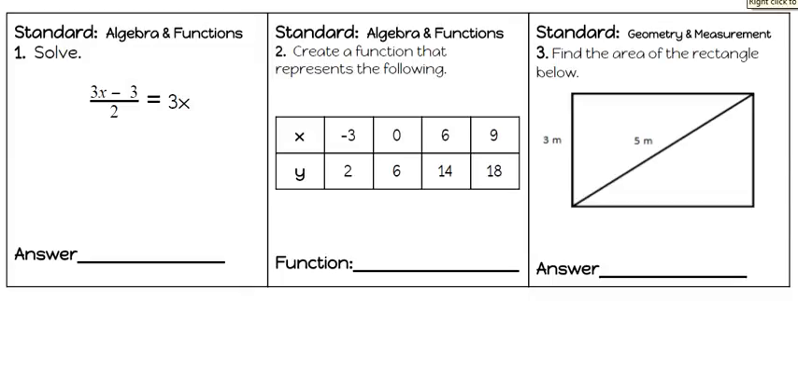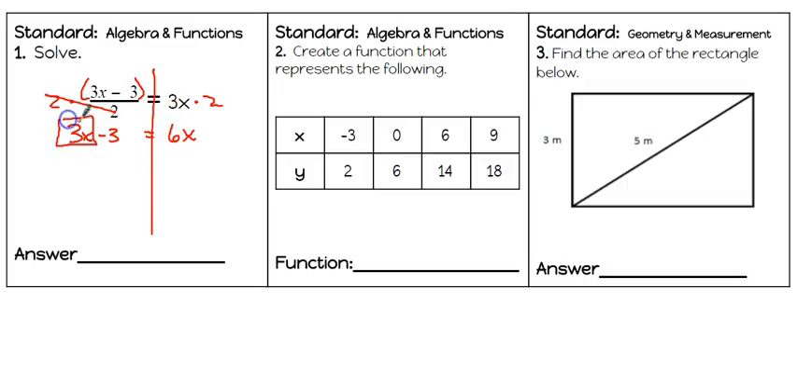Today's warm-up number 1, we're going to solve this equation: (3x minus 3) over 2 equals 3x. This expression is being divided by 2, so we're going to do the opposite, multiplying by 2, and we do that to both sides. What this does is cancel out the 2's. We're left with 3x minus 3 equals, in this case, 6x.